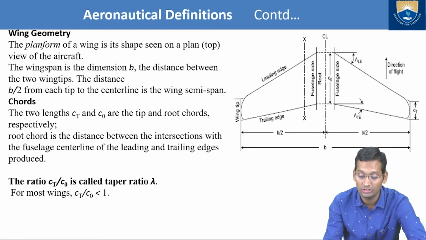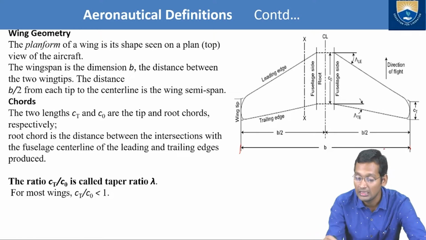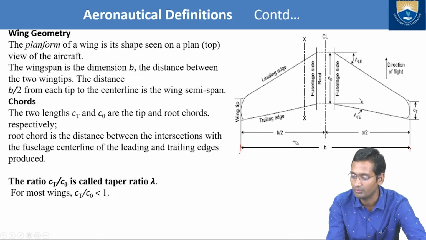Now here are also some dimensions. From this point to this point, that is named as b, the wing span. This is the center line. So this distance must be what? b by 2. b by 2, that will definitely divide it by half.